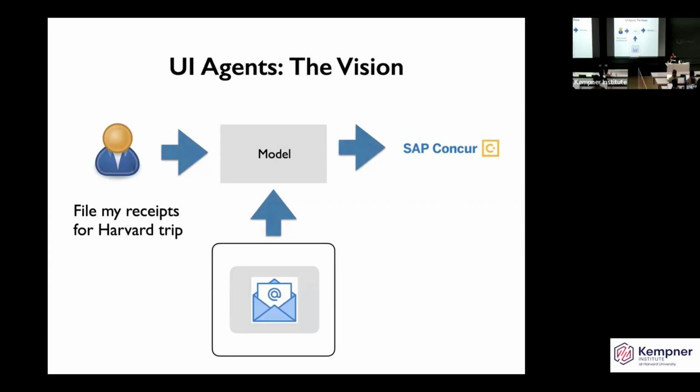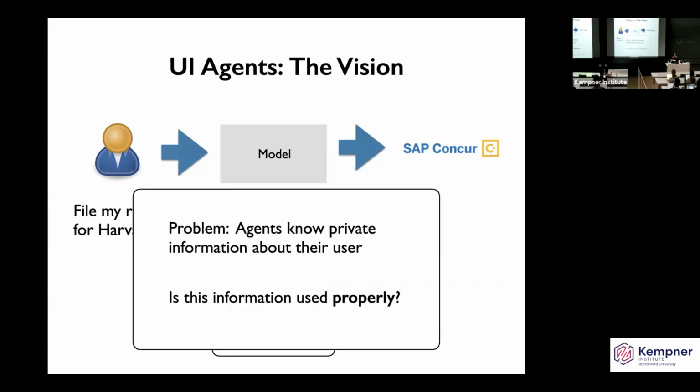The model will have access to my email. It will go through my receipts and find my Uber receipts and my airline receipts and so on and so forth. Then it will go to Concur and file them neatly, and I'll just have to check and sign off, right? That is what I would love to do, but we are not quite there yet.